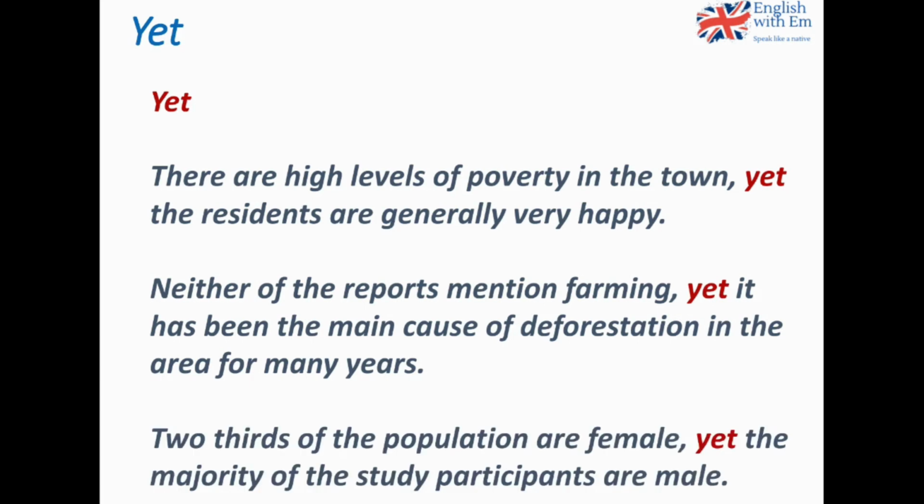Two thirds of the population are female, yet the majority of the study participants are male. So again, this is unexpected. You would expect that if two thirds of the population are female, the majority of study participants would also be female, but that's not the case. So we can use yet to show that the contrast here is unexpected.